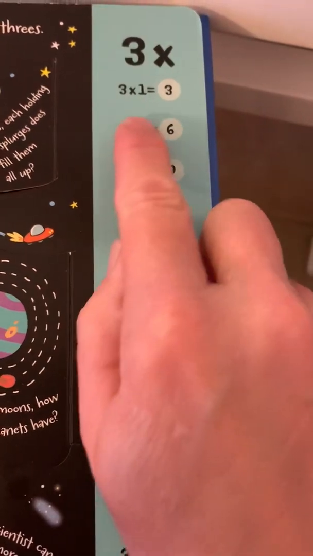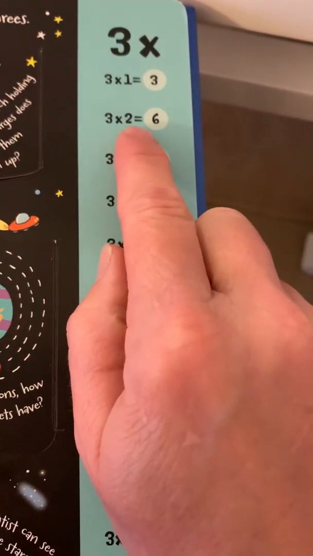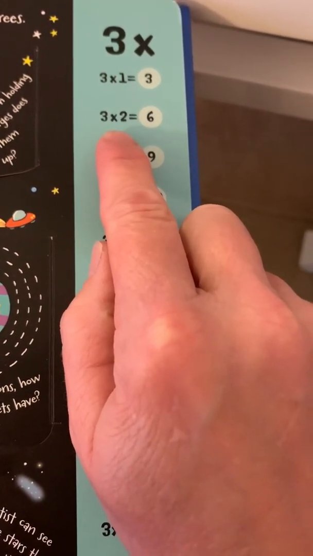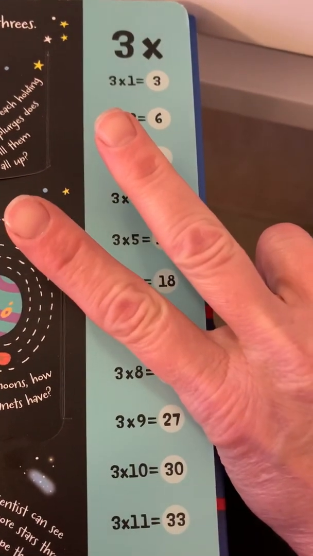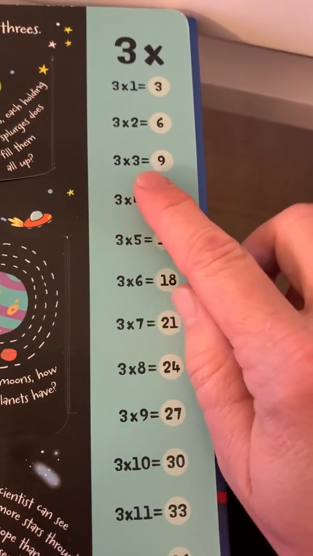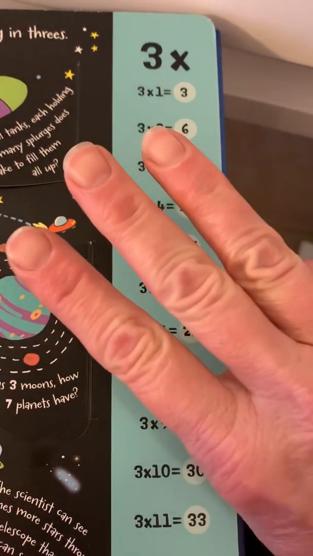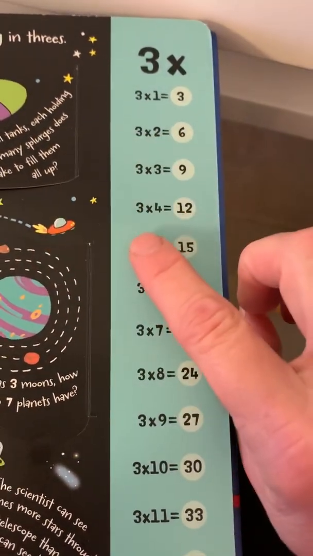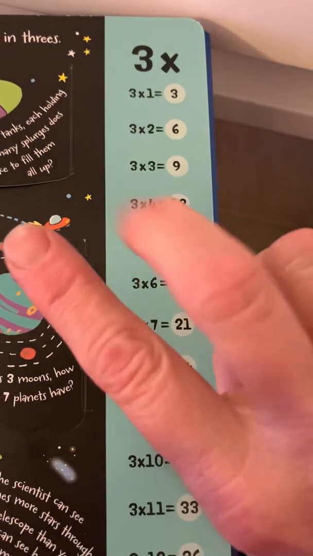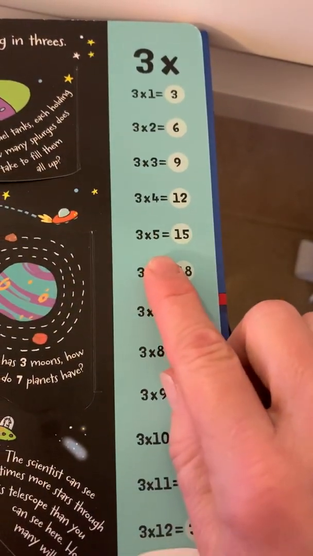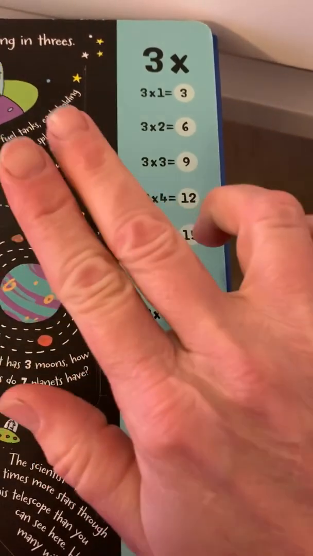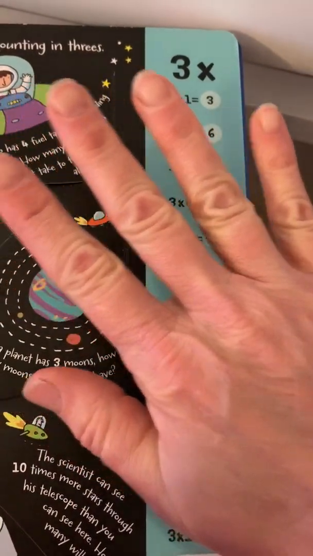We have 3 times 1 is 3. 3 times 2 is 6. And if you count by threes, 3, 6. 3 times 3 is 9. 3, 6, 9. 3 times 4 is 12. 3, 6, 9, 12. 3 times 5 is 15. 3, 6, 9, 12, 15.